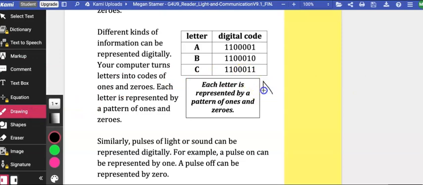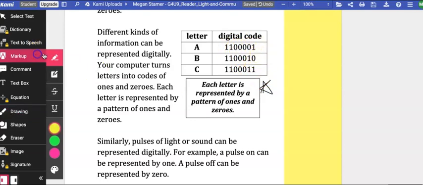So we see some examples here, and it's hard to tell the difference, but there is a difference between the combinations of ones and zeros.